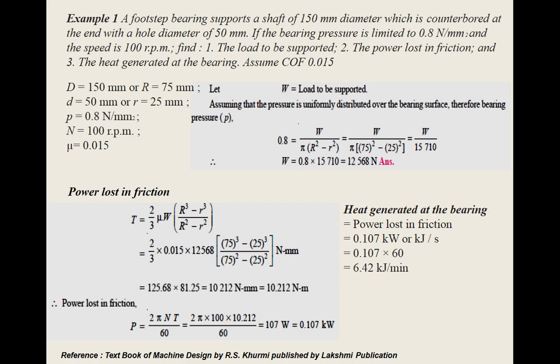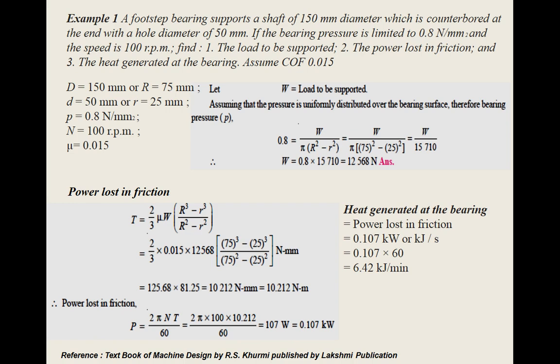So you have to calculate, first, the load to be supported, capital W, the power lost in friction, P, and the heat generated at the bearing. Here you have to assume the coefficient of friction as 0.015. I told you in the previous section that for the footstep bearing the coefficient of friction is taken as 0.015. If it is not given, then we assume that value.